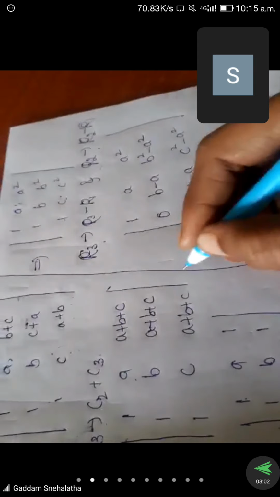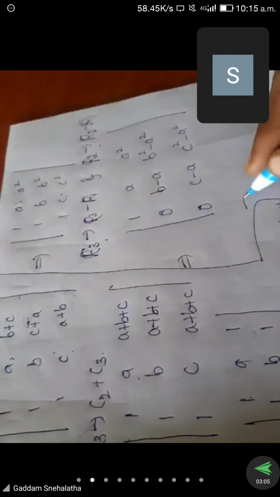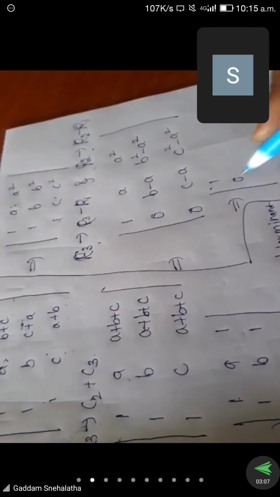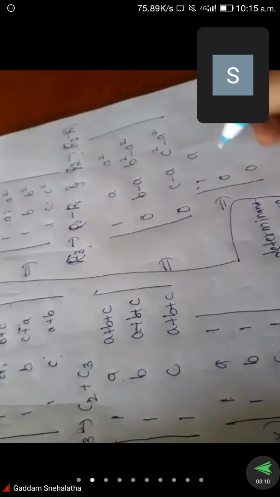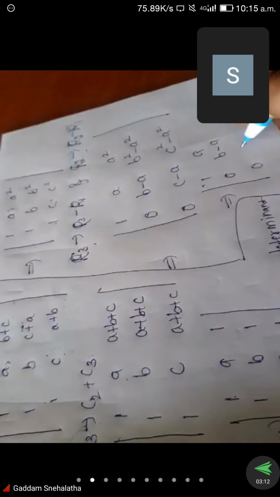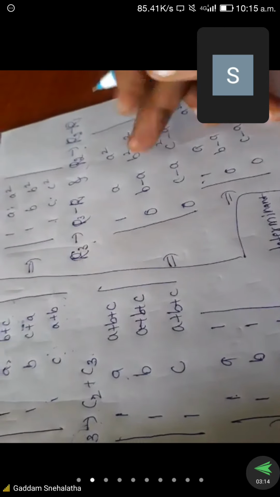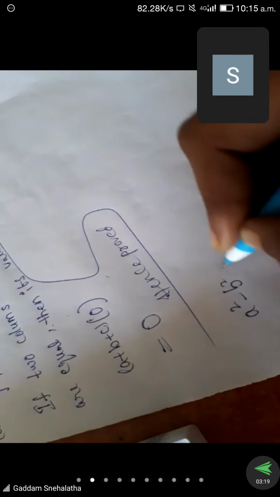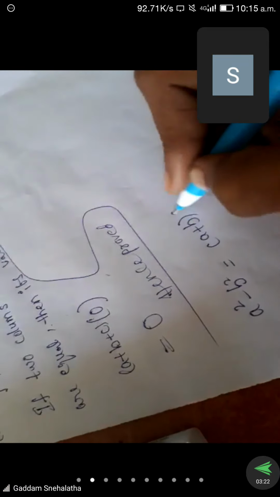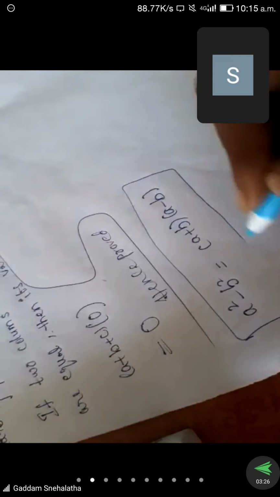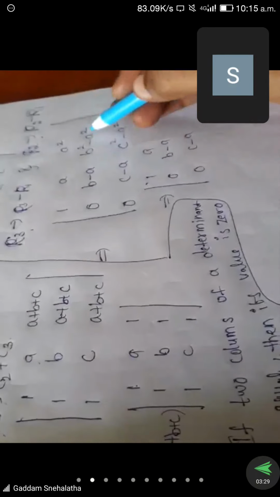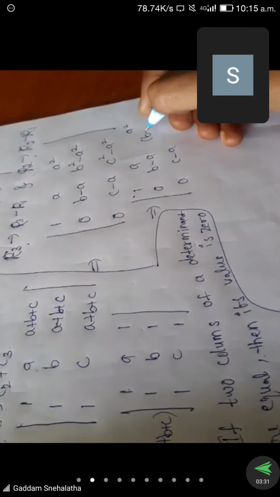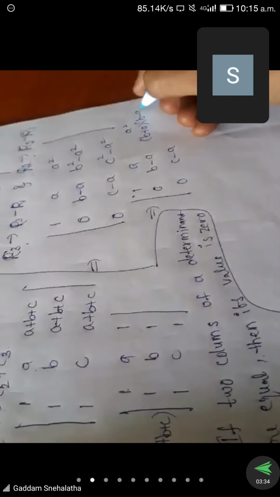So here, first column I written as it is: 1 0 0. Second column also I written as it is: b minus a, c minus a. So a square... now b square minus a square is in the form of a square minus b square. The formula is what? a plus b into a minus b. So same as it is here we have b square minus a square, so I can write it as b plus a into b minus a.